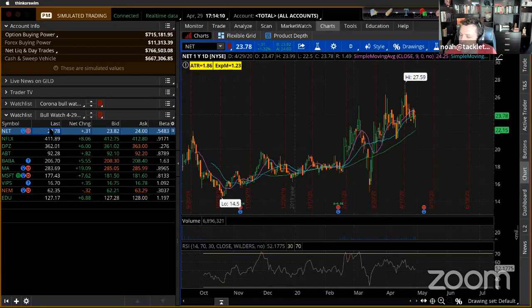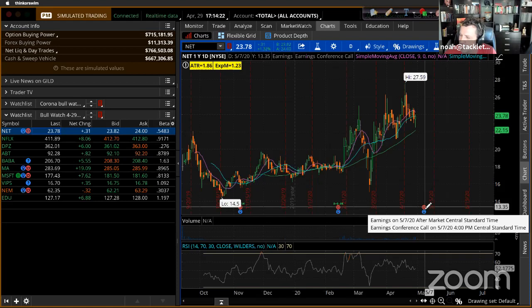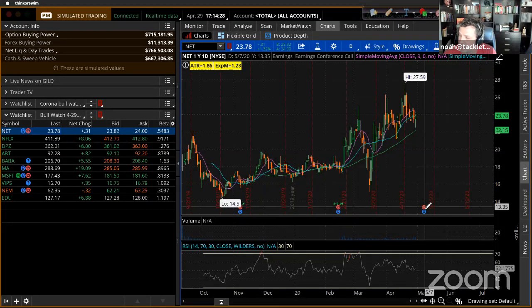We're going to start out here with NET, which is Cloudflare, an internet and website security company. They do have an earnings report coming up on the 6th, so you've got just a little bit of time before earnings. I know a lot of traders might want to avoid earnings, but the pattern we're looking at right here is a bullish retracement.